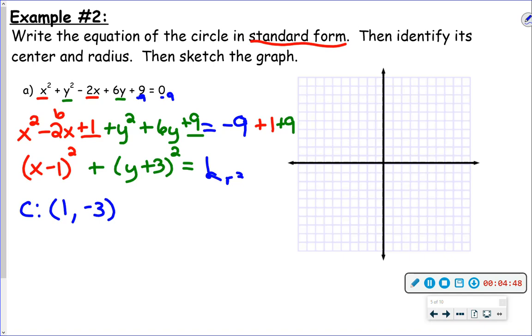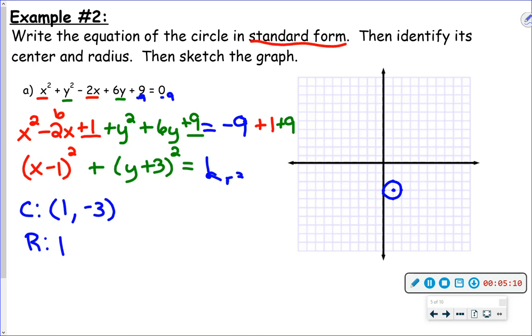So what number squared is 1? 1. So it's going to be a pretty small circle. So I'm going to plot the center, of course, 1, negative 3. From the center, now I count the radius. I'm going to go up 1, right 1, down 1, left 1. And here we go. I'm going to try to draw a little baby circle around that. Not too bad. Could be better, could be worse.